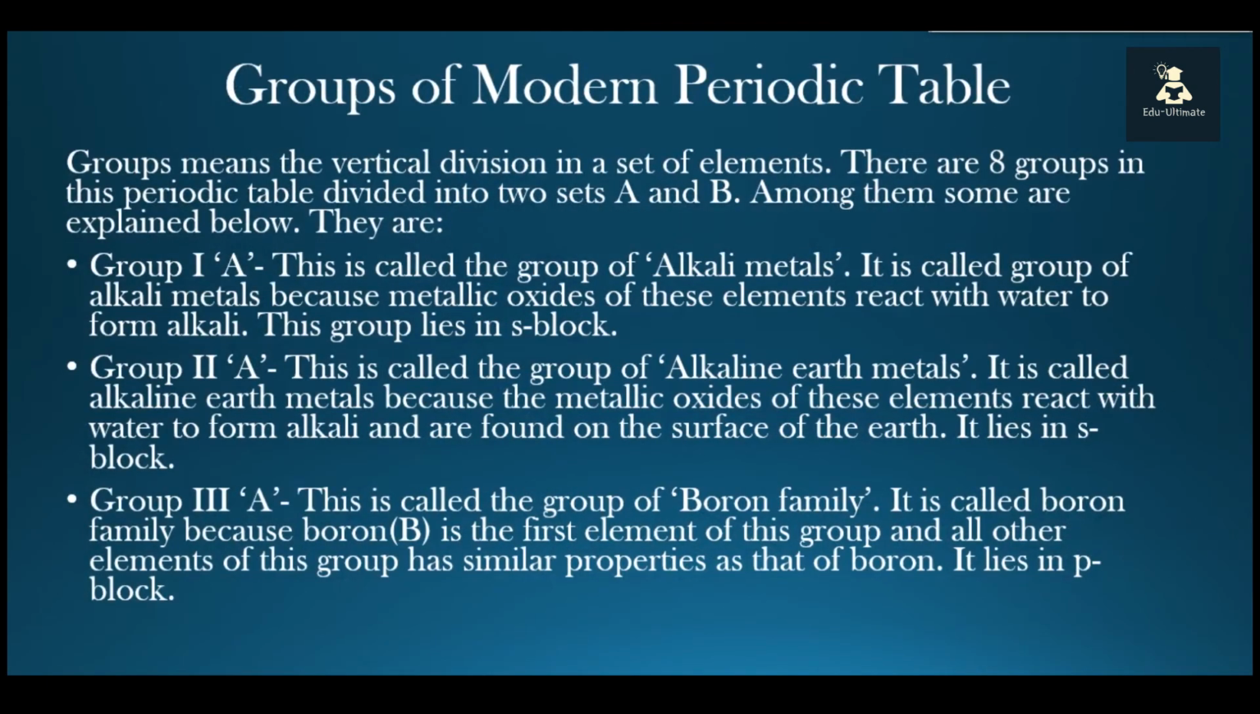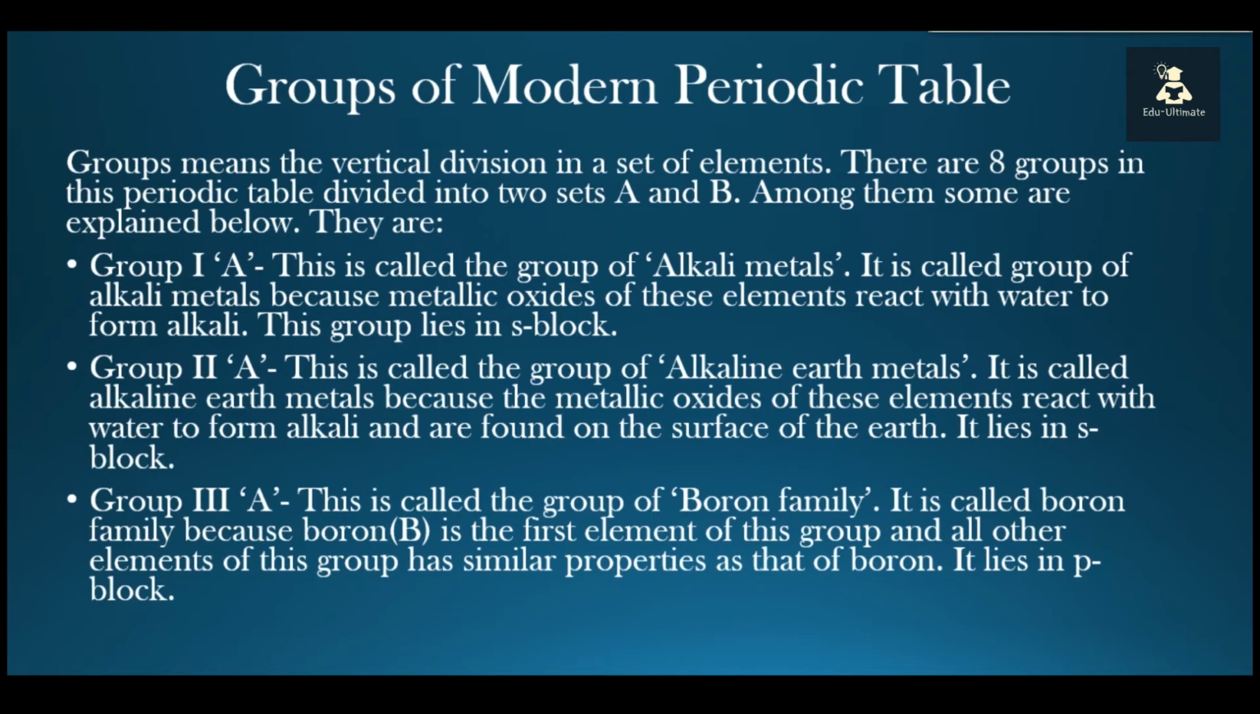Groups of the periodic table. Groups means the vertical divisions in a set of elements. There are 8 groups in this periodic table, divided into 2 sets, A and B. Among them, some are explained below. They are Group 1A. This is the group of alkali metals. It is called the group of alkali metals because metallic oxides of these elements react with water to form alkali. This group lies in the S block.